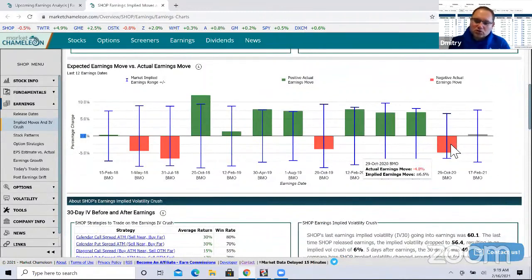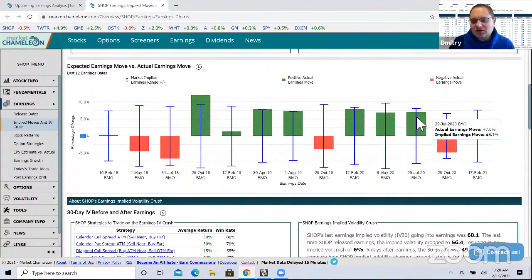So October 29th, before the market opened, Shopify reported earnings. You see that the stock was down 4.8% that day. The straddle was implying a move of 6.6% prior to earnings. So you could see that that move was more muted than the straddle was implying.